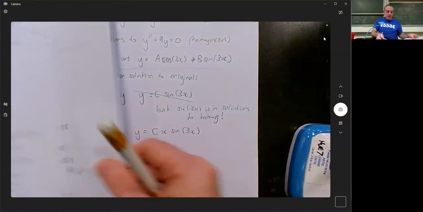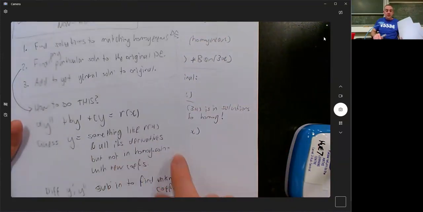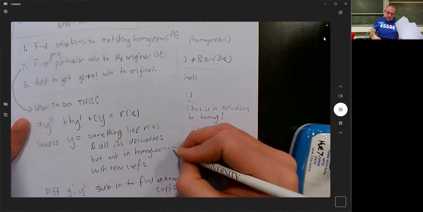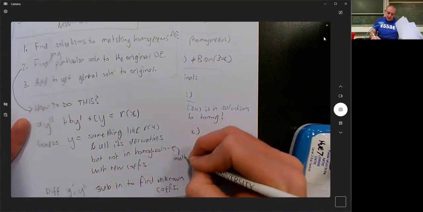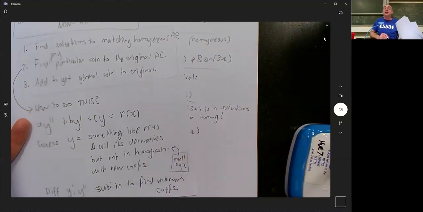And so back here when I said, but not in the homogeneous solution, the way to deal with that is to multiply by x. That's what to do to deal with it being in the homogeneous solution.